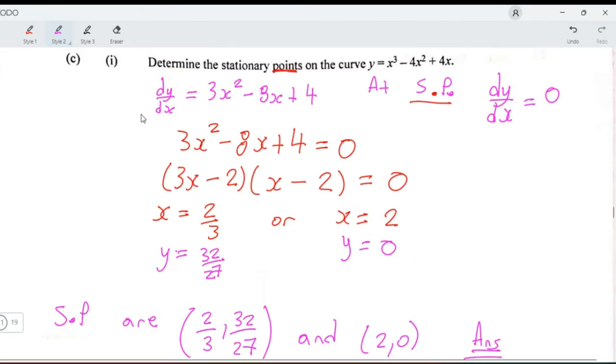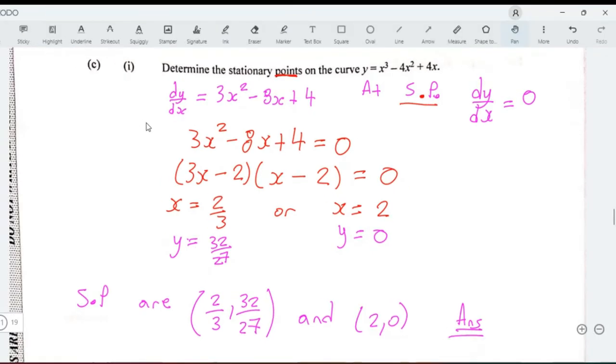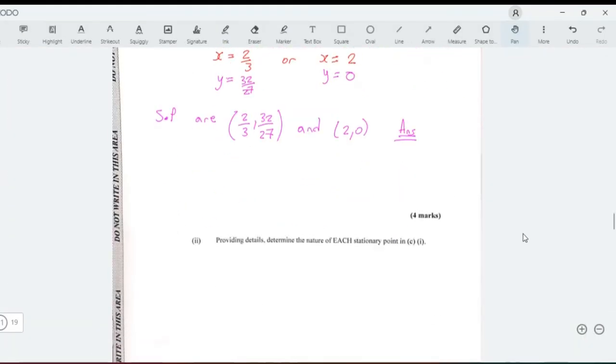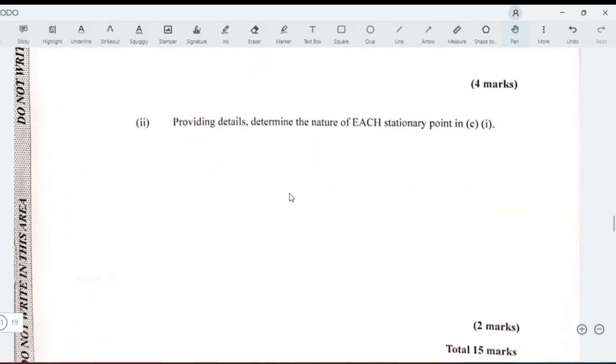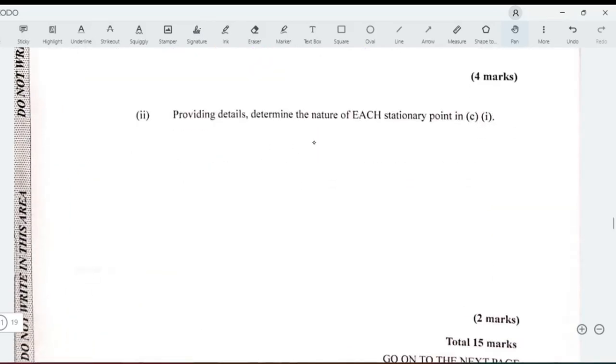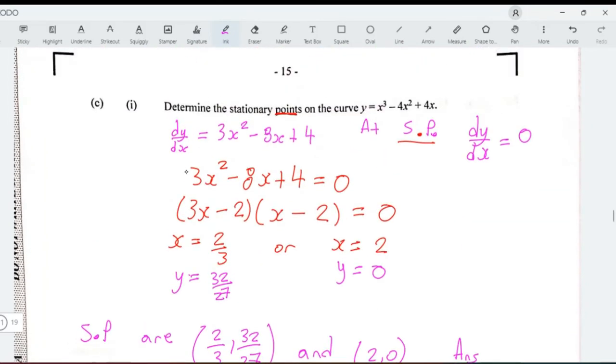Cool. Now the next part says, providing details, determine the nature of each stationary point. Now I'm going to show you the two ways to do this question. Method one is by sketch. This is a sketch method. So doing a sketch method, this right here is a cubic equation with a maximum and a minimum point.